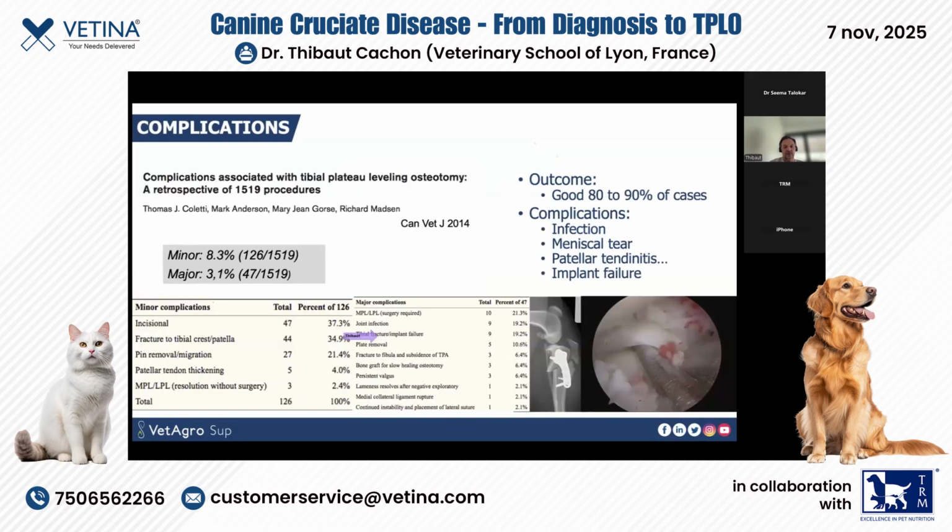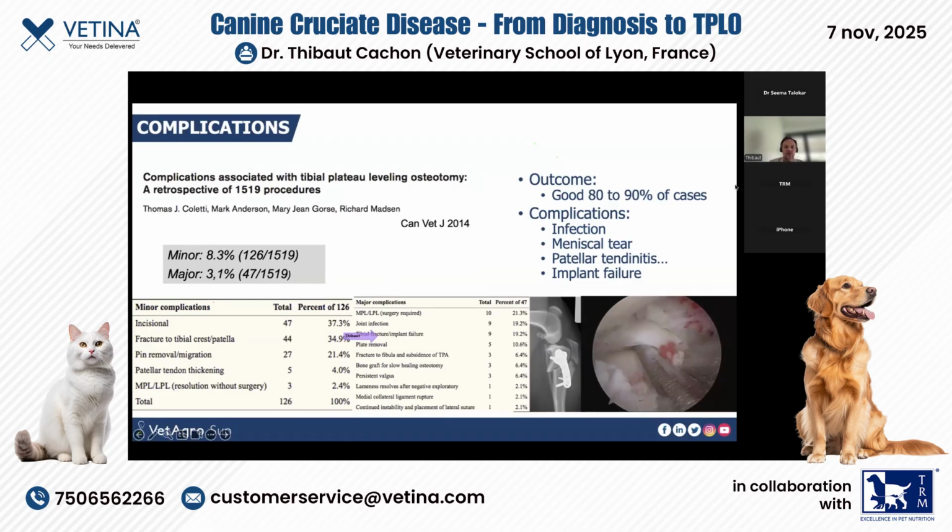Of course, it's quite a major surgery. You need to cut a bone, you need to put a plate and screws, so you could get some complications. When you've done a lot of TPLO, the complication rate is quite low, more or less 10%, and the major complication rates are quite low. The most frequent complication will be infection, I would say. Most of these infections are superficial, so they are just treated by antibiotics. But most of the time, you need to remove the plate at the end of the healing process of the bone.